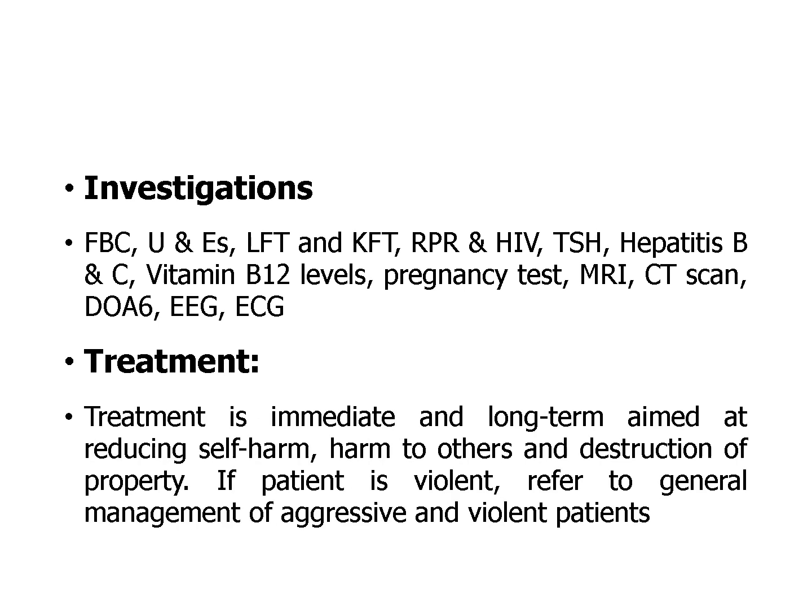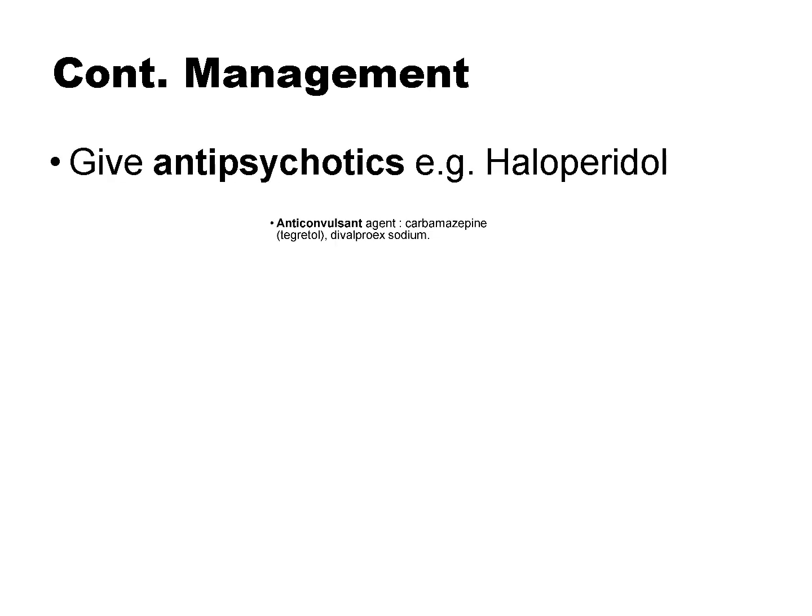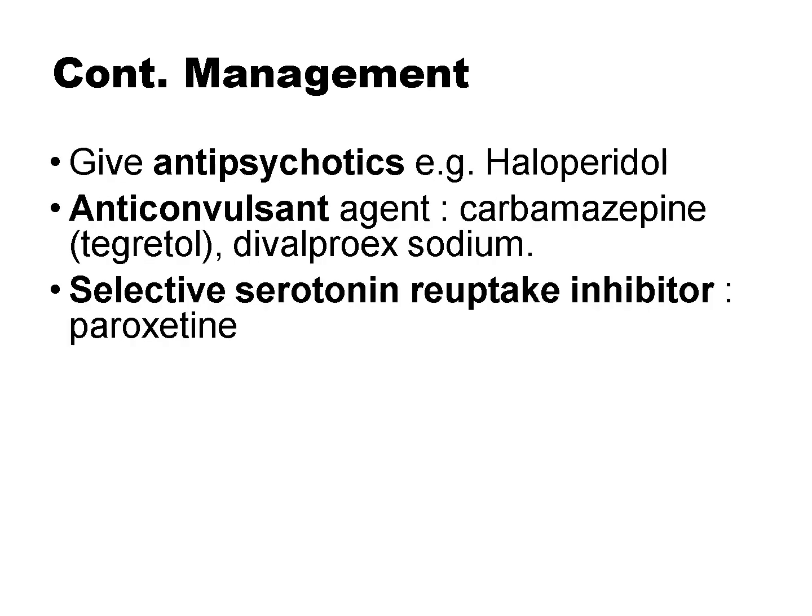On treatment, treatment is immediate and long-term, okay, for a patient with mania, and is aimed at reducing self-harm, harm to others, and destruction of property. If the patient is violent, refer to general management of aggressive and violent patients. These are some of the drugs that we need to give the client with mania. You can give antipsychotics such as haloperidol, and anticonvulsant agents. We can give carbamazepine, which is Tegretol.